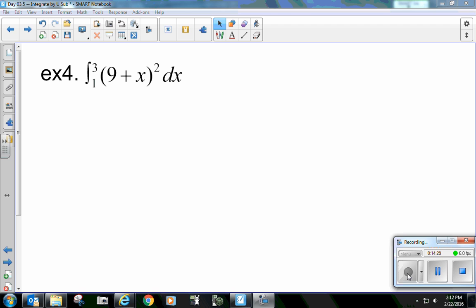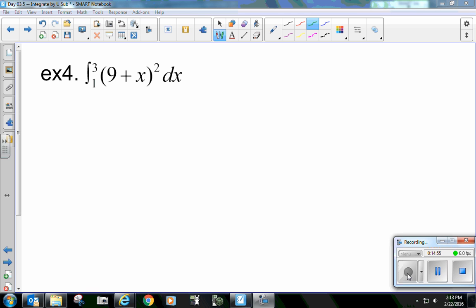Okay, example 4 is slightly different. New twist. It has bounds now. When I was talking about integration by u substitution, that fourth step said, don't forget to plug the expression back in for u, or you have to convert your bounds. I'll explain that with this problem right here. We're going to start the same way we've done everything else. We'll worry about the bounds afterward.